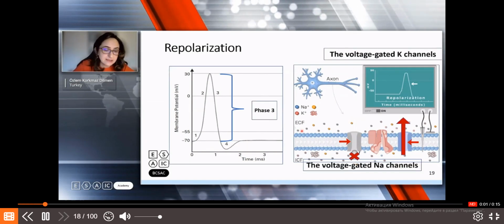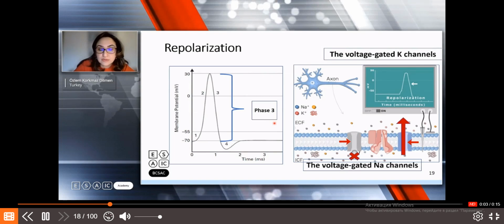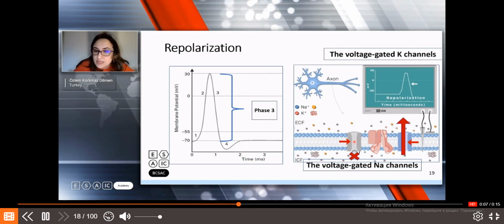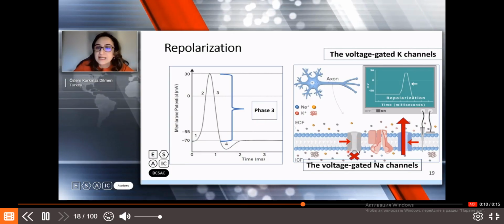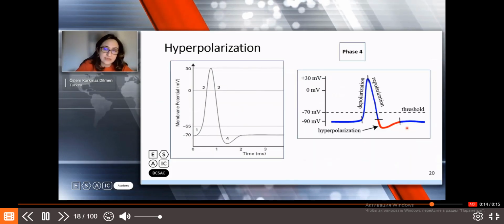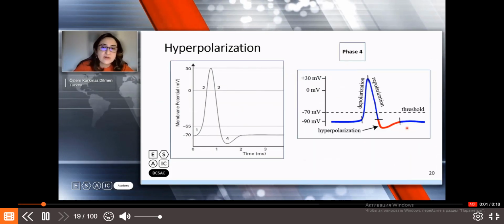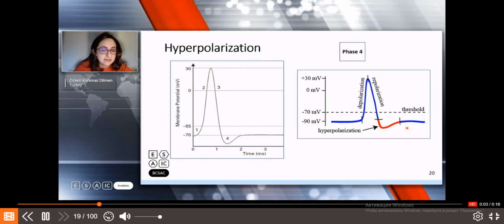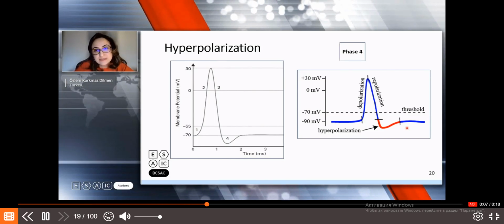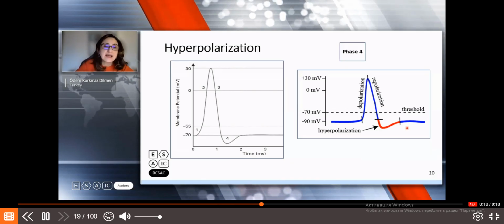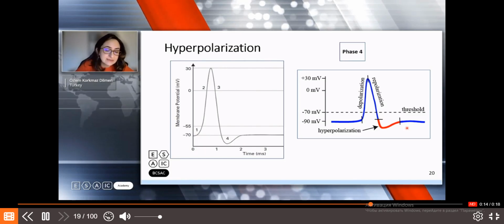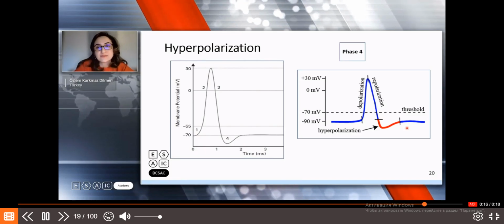The next portion shows rapid repolarization as the voltage-gated sodium channels close and potassium channels open, allowing potassium efflux. Because the potassium channels are a little slow to close, for a brief period the membrane potential is hyperpolarized. It is more negative than the resting potential.